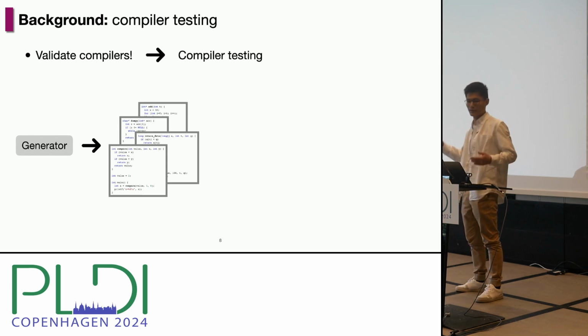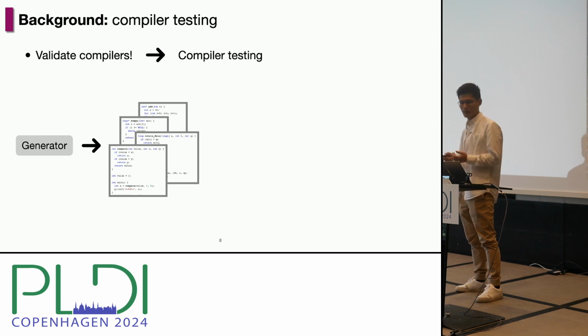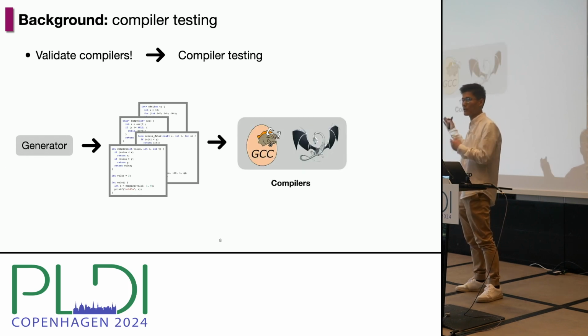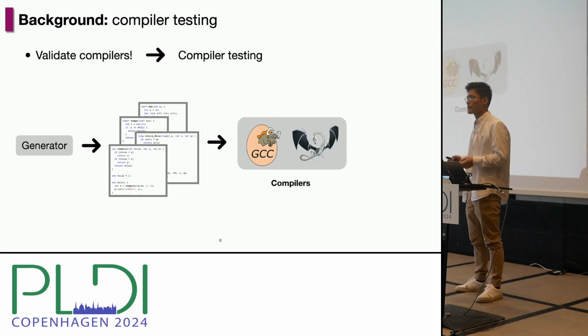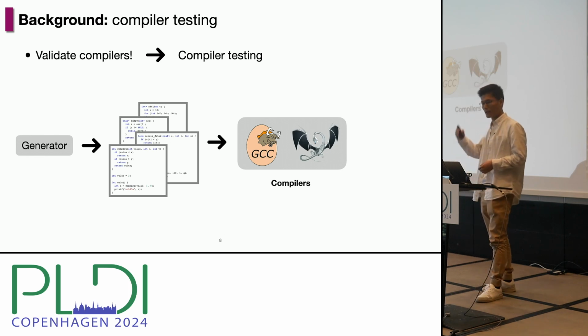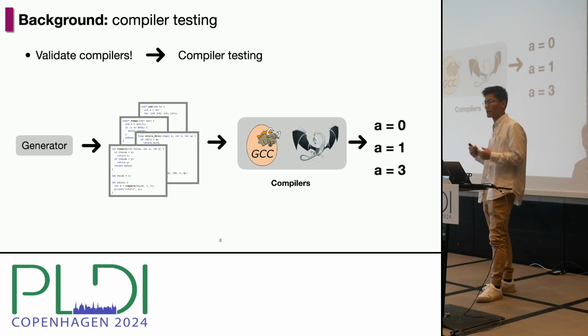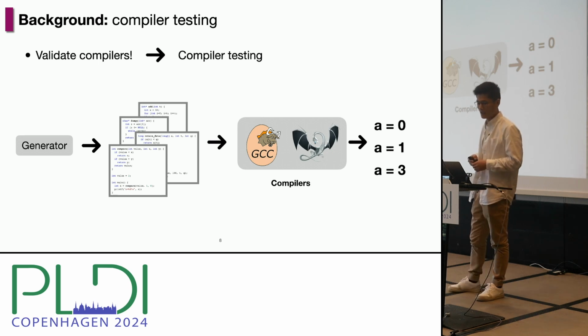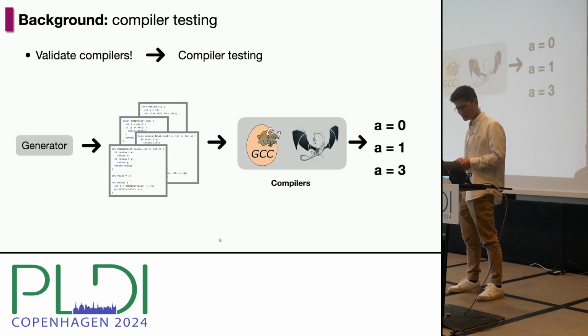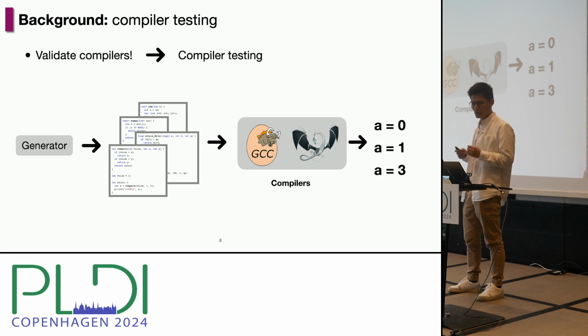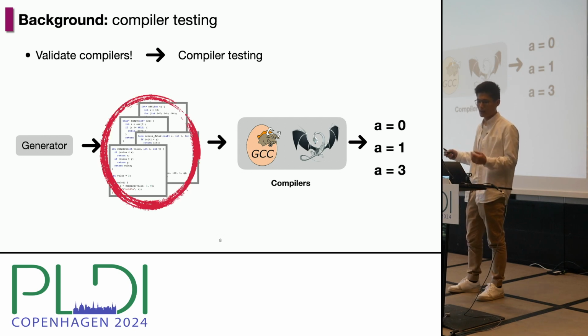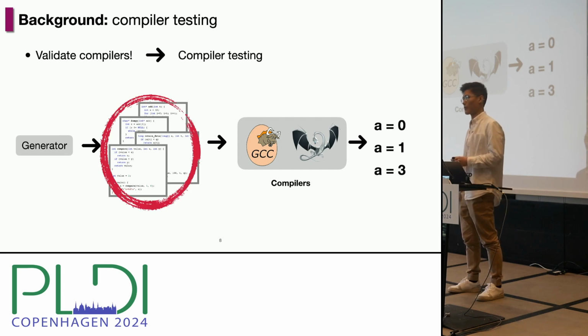For example, a set of C programs to test the C compiler. And these programs are designed to be valid. And then we can pass them to GCC, LLVM, Clang, so that we can get a set of executables and verify if these executables are correctly compiled by the compilers. So the most critical component in compiler testing is how to generate those programs.